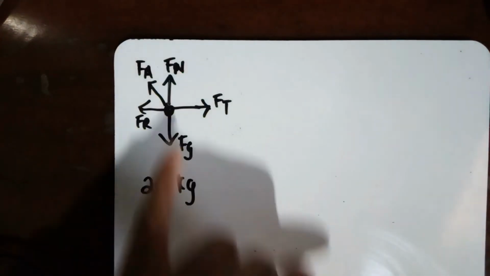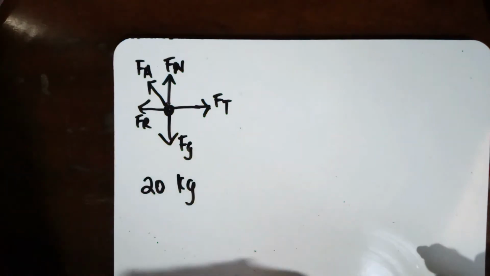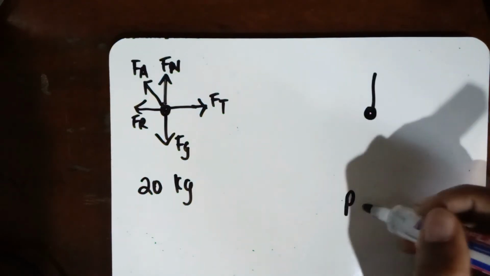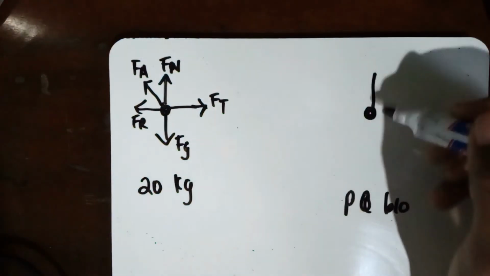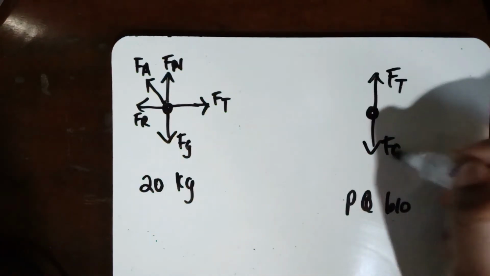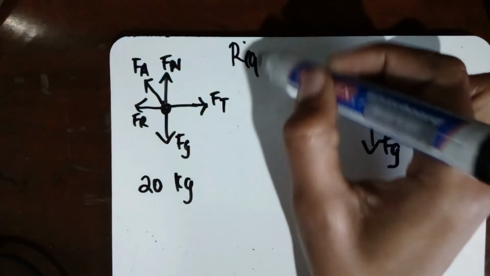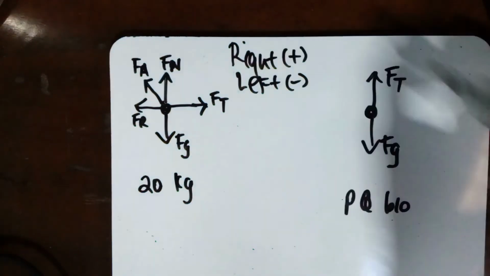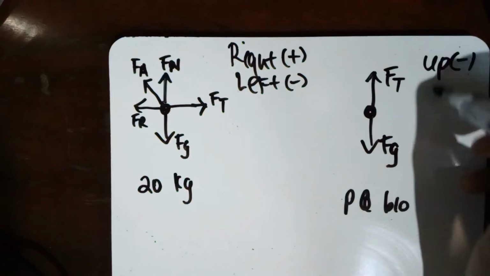Question 2.3 is asking us to calculate the combined mass of the two blocks. We drew a free body diagram, let me draw it again. This was the free body diagram for the 20 kg block. Before we can answer this question, let us draw the free body diagram for the PQ block. Because it's hanging, there will only be Ft, which is the tension, and gravity, which is Fg. And let us say right is positive and left is negative, and then up is negative and down is positive.